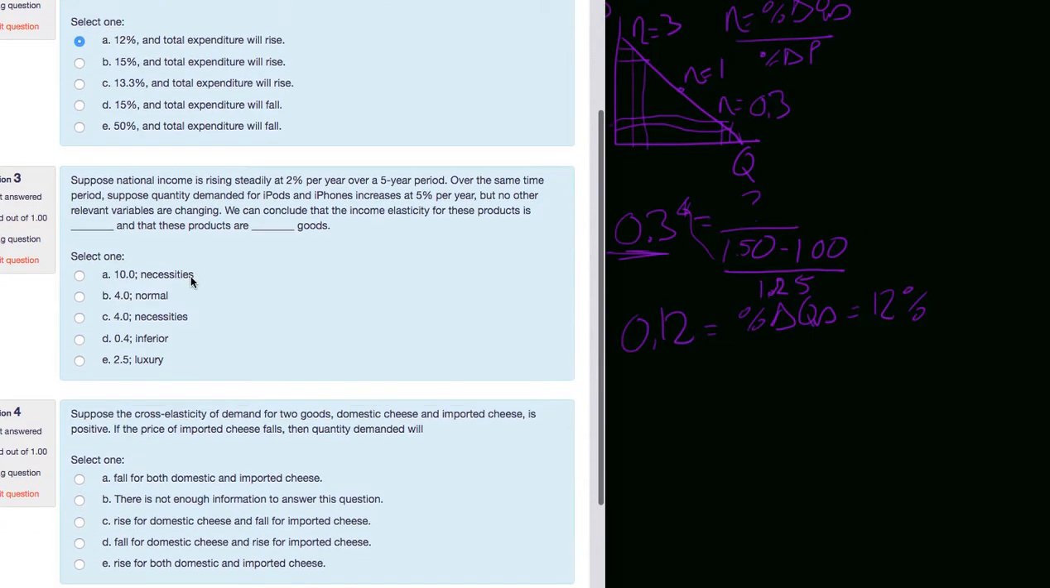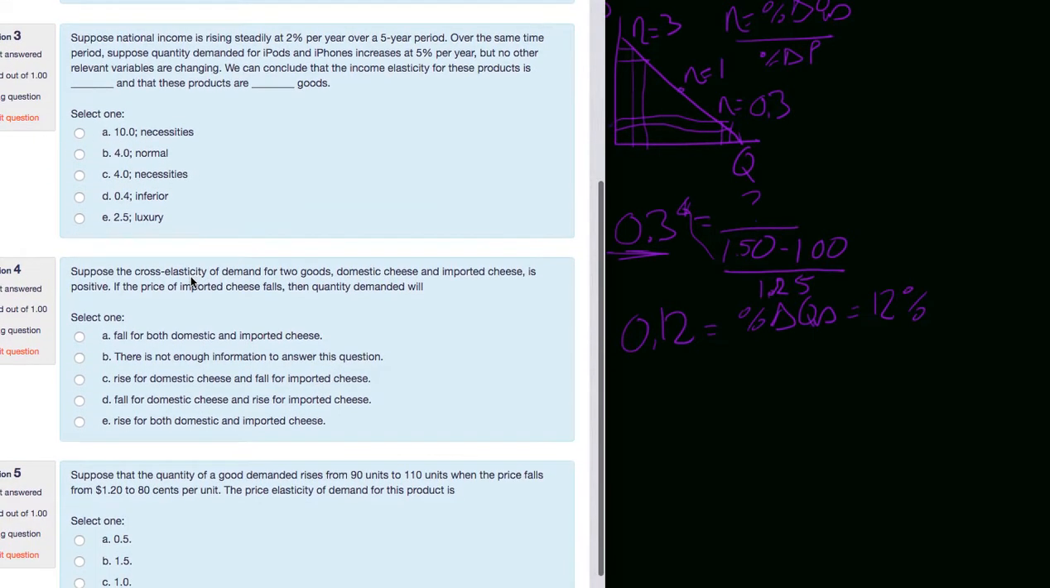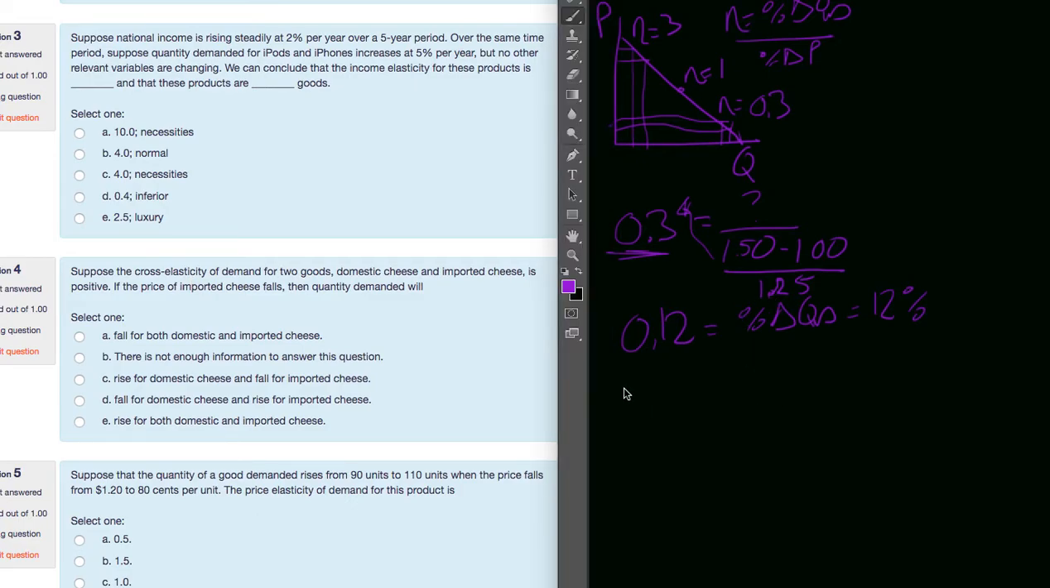Suppose national income is rising steadily at 2% per year over a 5-year period. Over the same period, suppose quantity demanded for iPods and iPhones increase at 5% per year, but no other relevant variables are changing. We could conclude that the income elasticity for these products is blank, and that these products are blank. So here, as always, we're talking this time about income elasticity of demand.